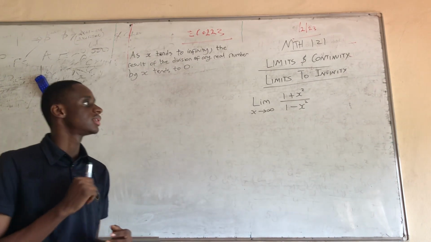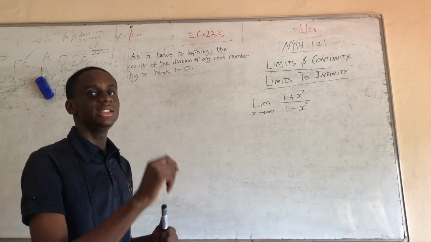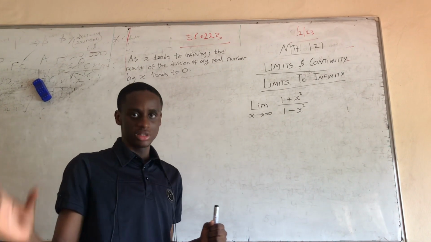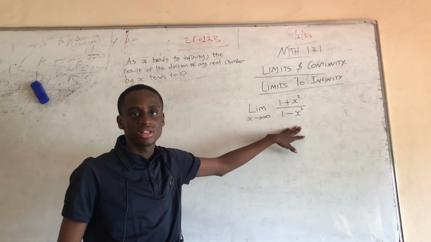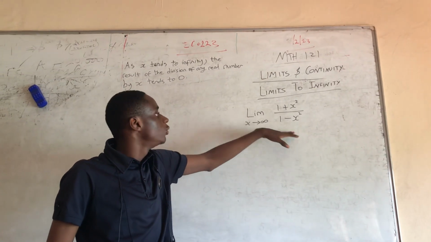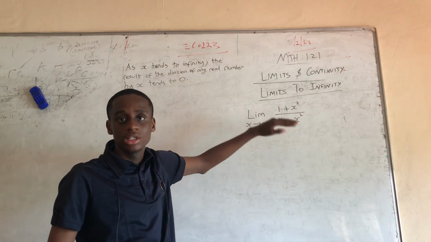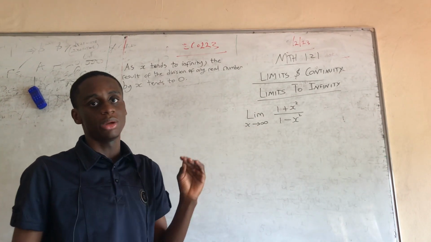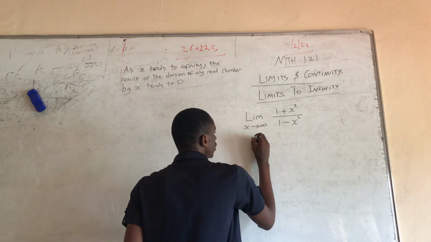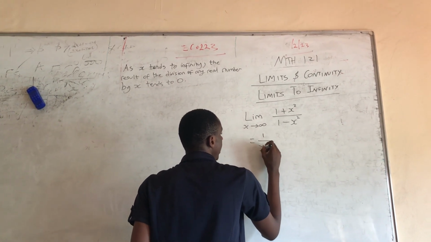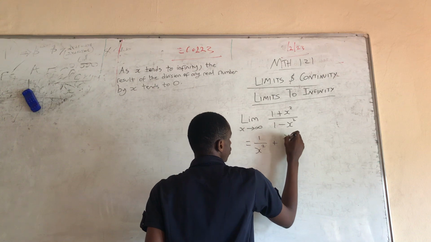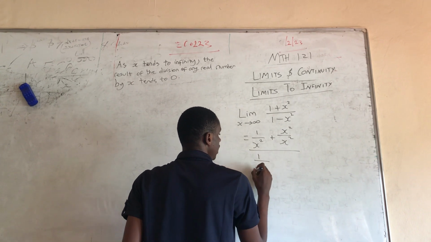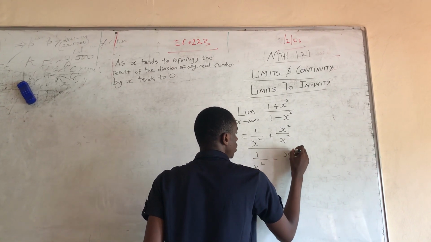So the trick here is this. The trick involves dividing every term in the function by the highest power to which x is raised, right? The highest power to which x is raised here is 2, so x squared. We divide each term by x squared, which gives 1 over x squared plus x squared over x squared, all over 1 over x squared minus x squared over x squared.